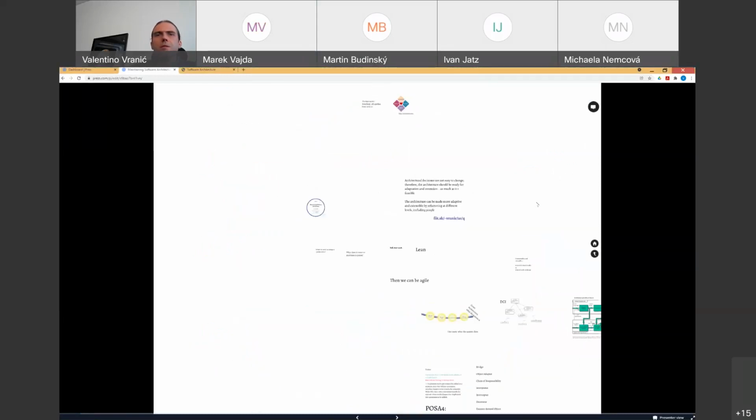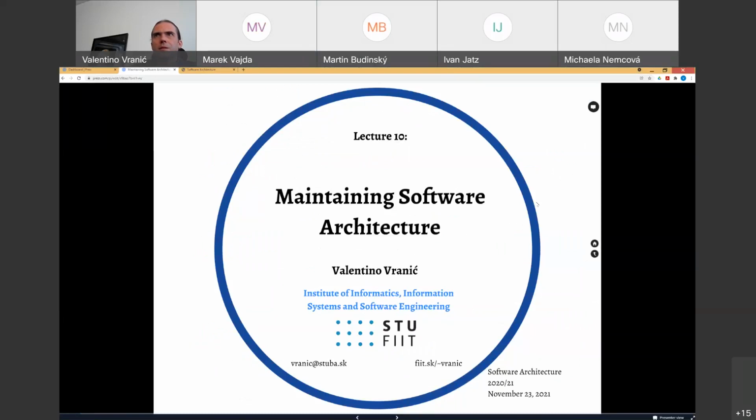So this lesson is our final lesson devoted to something that probably is best if you think of in advance and not too late. Something that takes probably most of the time in software development, the phase called maintenance. So, maintenance. What does it mean to maintain software architecture? So that's the topic for today.